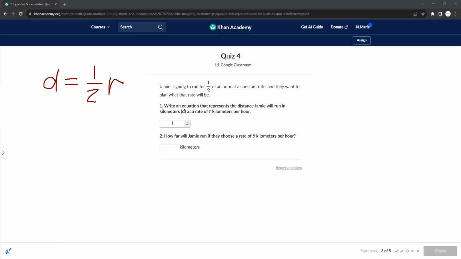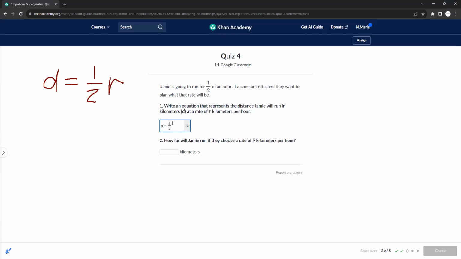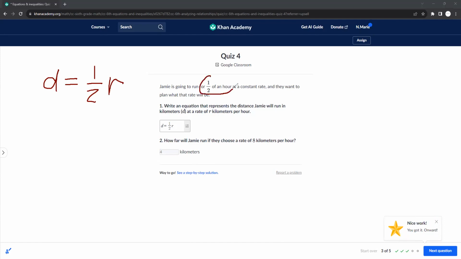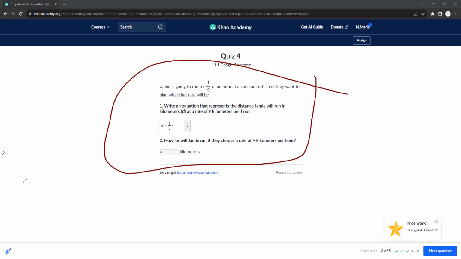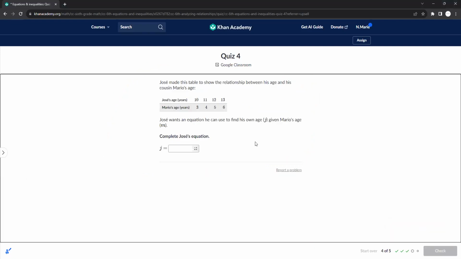If he ran 8, he would be at a distance of 4. Let's see, hold on, let me double check this. Okay, so distance equals the half an hour that he's going to run at a constant rate times the kilometers per hour. So if I plugged in an 8, because they said, how far would Jamie run if he ran 8 kilometers per hour? So if I plugged in an 8, then distance equals 4 kilometers. And so this is how you would find distance. You can set up the equation. Takes practice setting up word problems. Make sure you practice those.